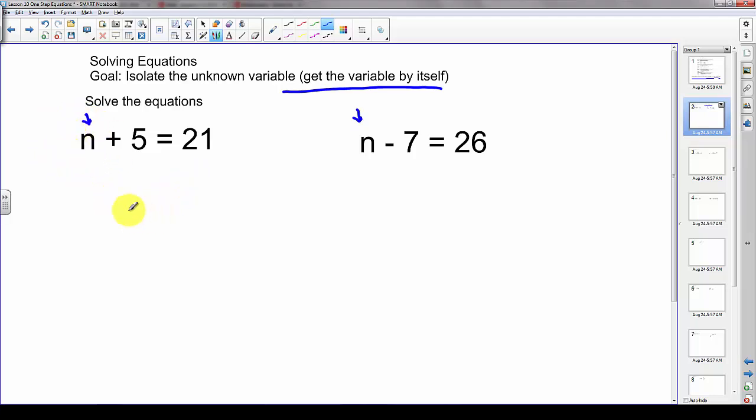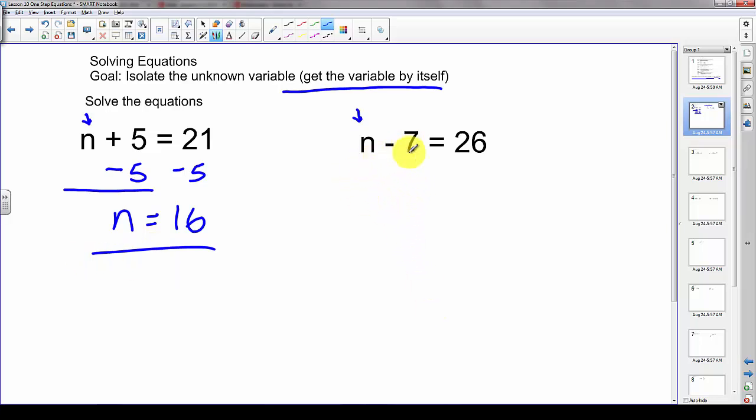Now, what we want to do is isolate this variable, and right now it has an addition of 5 with it. So to undo an addition of 5, I have to do the opposite operation, which we know is subtract. So I'm going to subtract 5 from both sides of the equation. 5 minus 5 goes away, leaving me with n, and 21 minus 5 we know is 16. So I've solved my one-step equation.